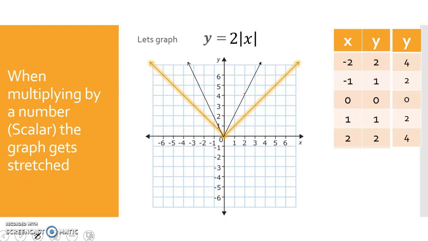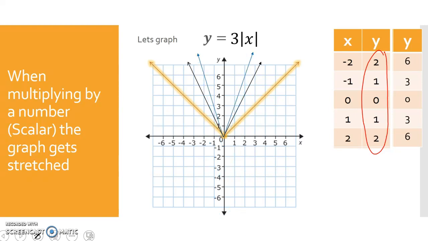So let's try multiplying by a scalar that is different than 2. Let's try 3 times the absolute value of x. So again, I plug in my negative 2, negative 1, 0, 1, and 2, and I get these values. But this time, instead of multiplying those values by 2, I'm going to multiply them by 3. So I get something that's 3 times as tall.